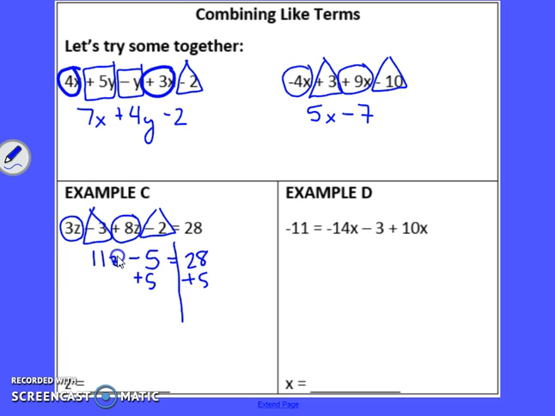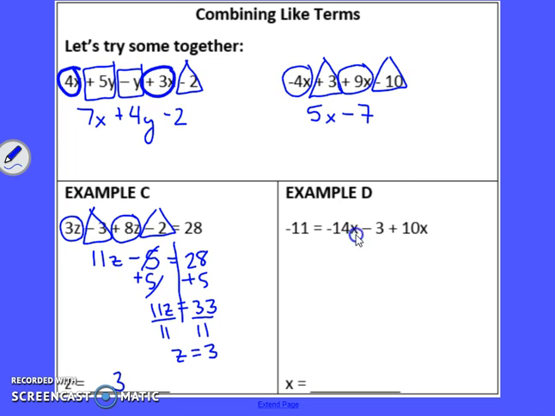Plus 5, so this goes to 0, and I'm left with 11z equals 28 plus 5 is going to be 33. And now to undo multiply, I'm going to divide. So z is going to equal 3. Okay, over here, negative 11.